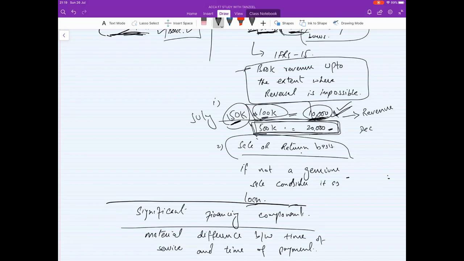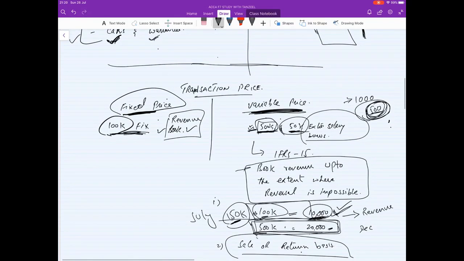The second thing is sale on return basis and its treatment. Sale on return basis means, if I come to your shop and you are a shopkeeper, I say, okay, can I have an iPhone 6? Then I say, I'm going to keep this iPhone 6 with me for 6 months, but if I am unable to sell this phone, I will come back and return this phone to you and take my 1000 back.